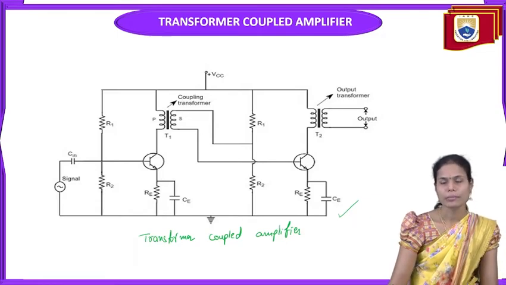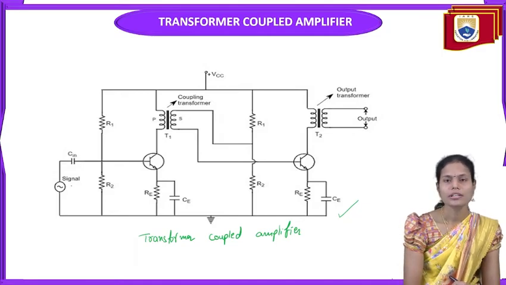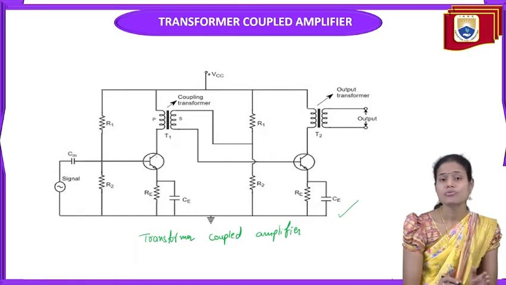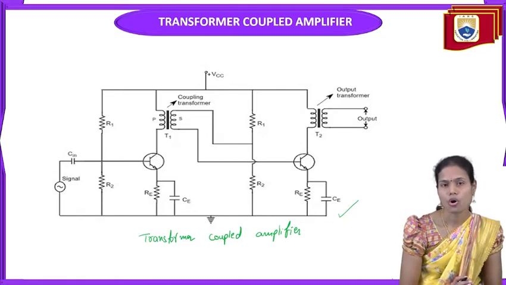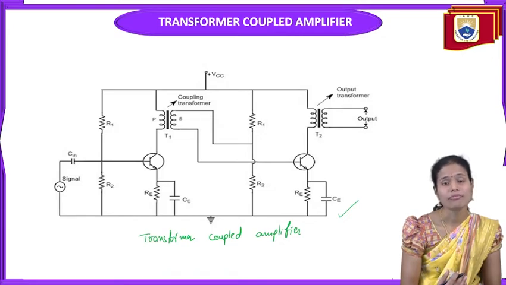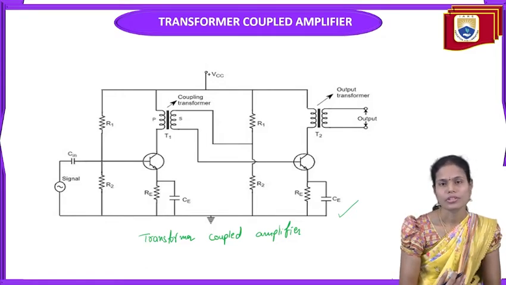Okay. So coming to the operation of this transformer coupled amplifier, we apply the input signal through the capacitor C into the base of the amplifier. For the transistor to operate as an amplifier, we should connect it in the active region. We get active region operation when the emitter base junction is forward biased and the collector emitter junction is reverse biased.